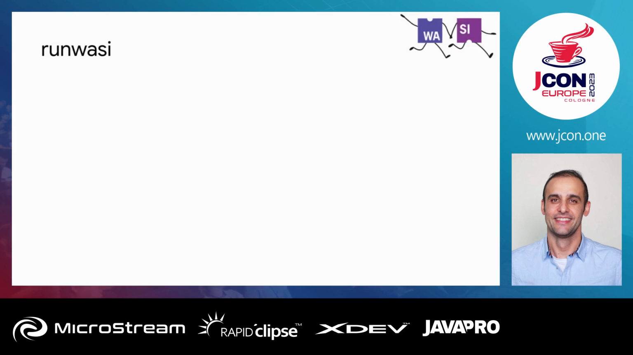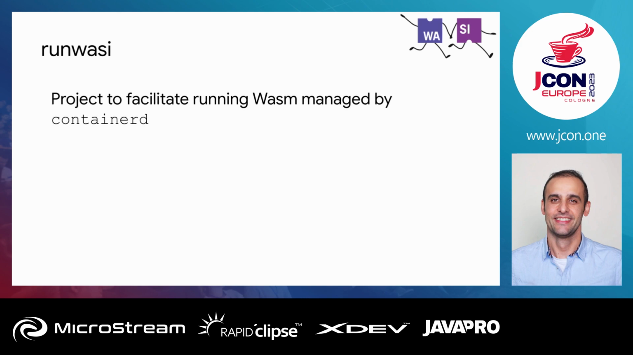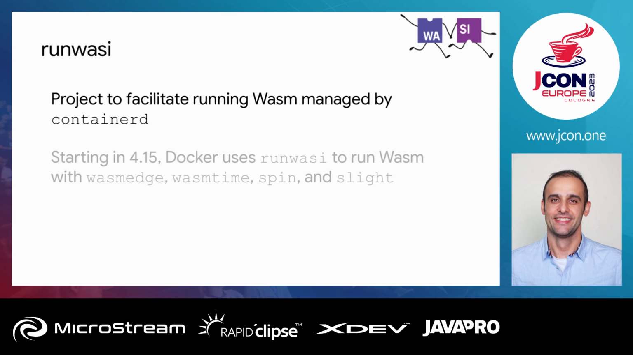There's a project called runWASI, and it tries to facilitate running Wasm managed by containerd. So containerd is a thing that manages runC, which basically runs containers. So runWASI tries to make containerd run Wasm modules, basically. And starting in 4.15, Docker uses runWASI to run Wasm with the WasmEdge, Wasmtime, Spin, and Slide runtimes.